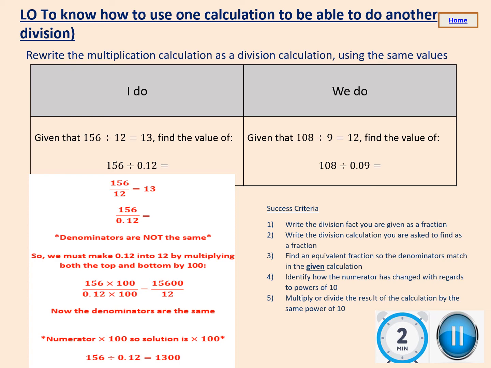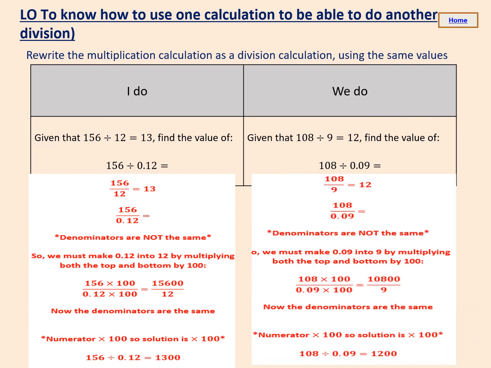Now the denominators are the same. So the numerator is multiplied by 100, so the solution is multiplied by 100. So 156 divided by 0.12 equals 1300. Pause the video, copy that down, and then have a go at the we do.